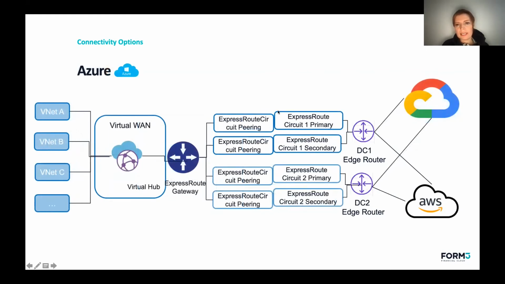In Azure, again, ExpressRoute connections, redundant and similar to GCP and AWS. However, again, the routing is configured a little bit differently, and we have different concepts in each cloud. So in Azure, we have Virtual WAN with a virtual hub. ExpressRoute gateway is attached to the virtual hub, and to the same virtual hub in Virtual WAN, we have attached virtual networks. So that's how it looks from the Azure point of view.